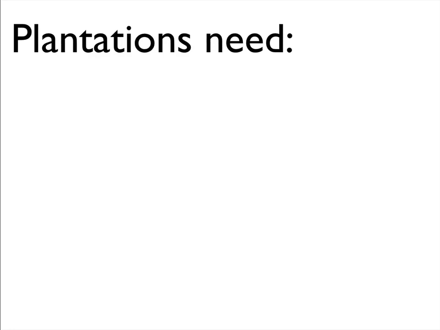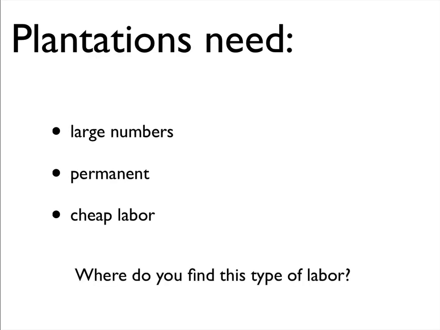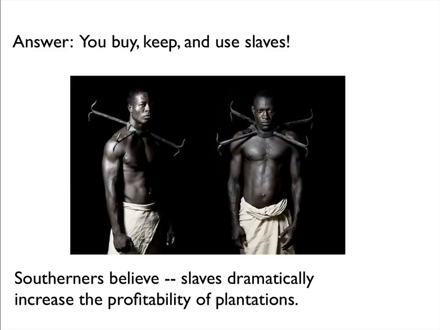Plantations have a need, and that need is for large numbers of permanent, cheap labor. And the question is, where do you get this type of labor? Because you need a lot of people out in the field doing a lot of work. And you don't want people that can up and walk away and you have to try to hire someone else. So you want large numbers of permanent, cheap labor. And the answer is, you buy, keep, and use slaves.